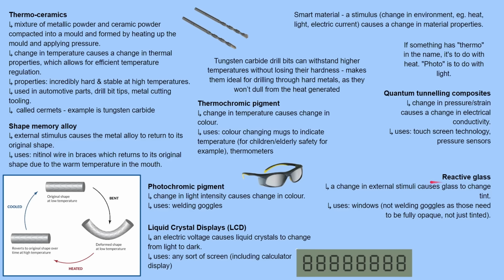And then lastly, reactive glass. A change in external stimuli causes glass to change tint. So used in windows, where, for example, big windows in offices can switch to a dark tint to block out light, to basically stop them from being transparent. These are not used in welding goggles because they don't go fully opaque, they're just tinted. In welding goggles, you want the lens to go completely opaque.